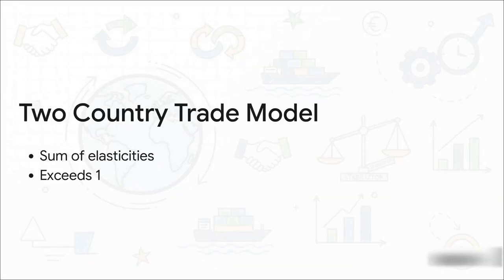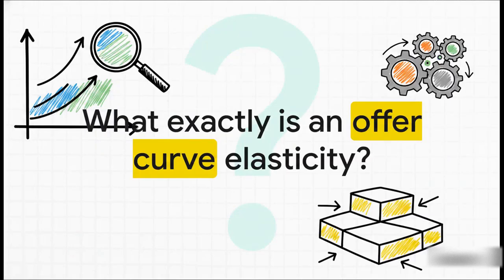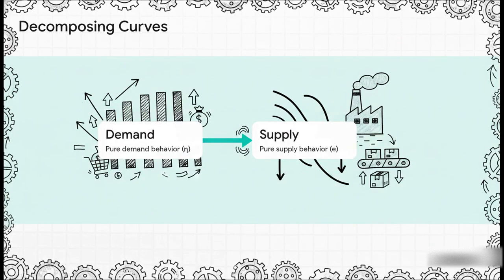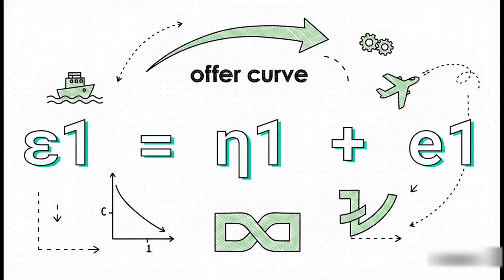Stability just requires the sum of both countries' offer curve elasticities to exceed 1. Seriously, that's it. But hold on, what actually hides inside these offer curve numbers? Let's break it down. The offer curve actually builds from two very distinct economic forces, pure demand and pure supply. So the elasticity of an offer curve is literally just demand elasticity plus supply elasticity.